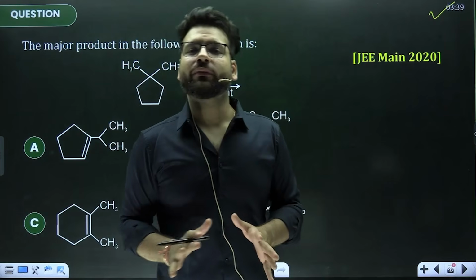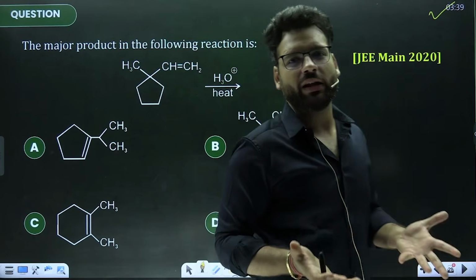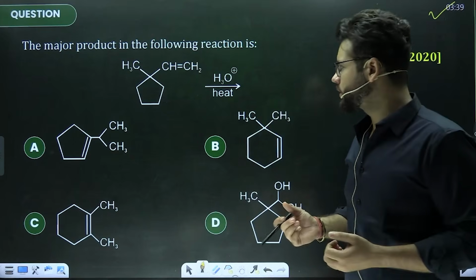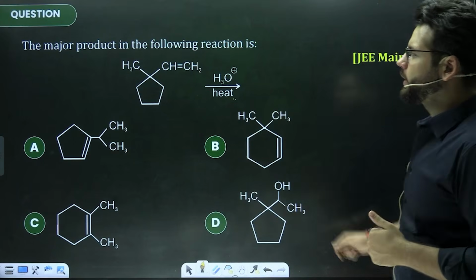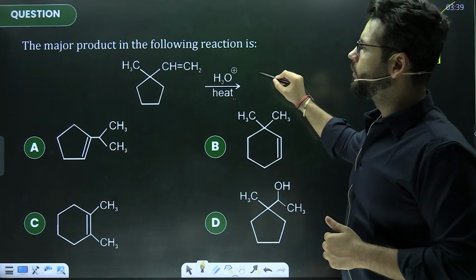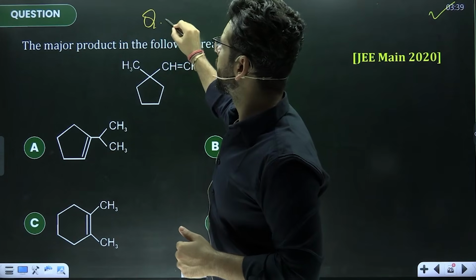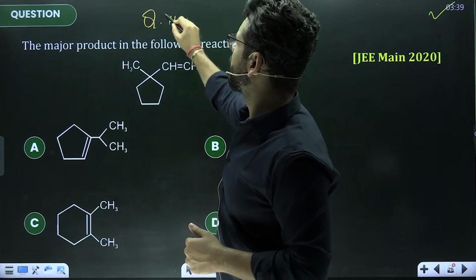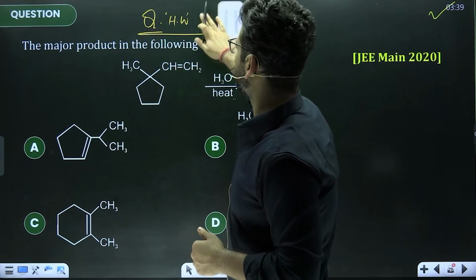One more is there after this, which is going to be ozonolysis, which is also very important and a favorite reaction of paper setters. This reaction I've already shown you. You can tell me the product in the chat box. What is the answer for this question? I'll call this question homework question A.